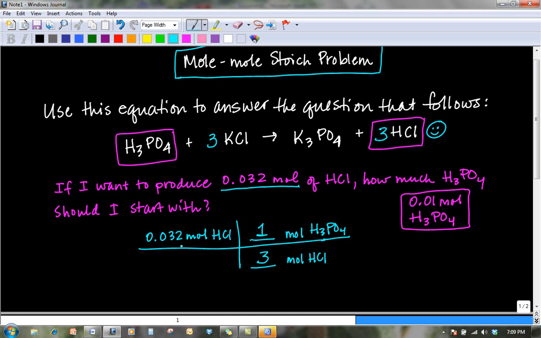Now what we're going to do is cross out moles of HCl. We have 0.032 times 1, which is 0.032, and we're going to divide that by 3, and the answer indeed is 0.01 moles of H3PO4. And that is the final answer.